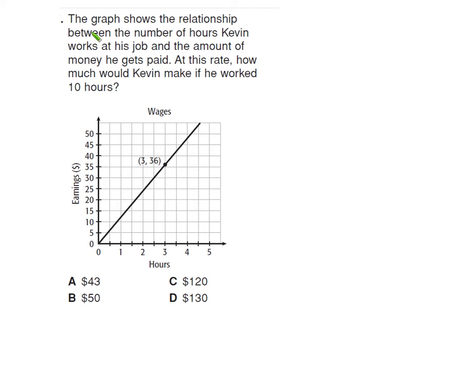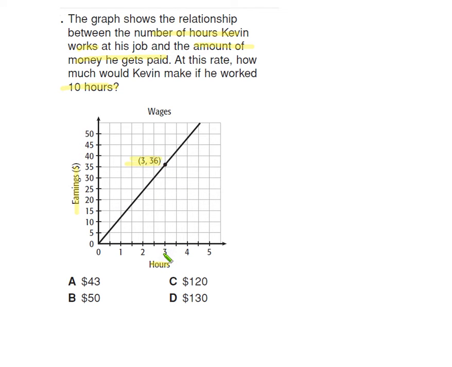So you'll get a problem like this. The graph shows a relationship between the number of hours Kevin works at his job and the amount of money he gets paid. At this rate, how much would Kevin make if he worked 10 hours? They're asking how much money he's going to get for 10 hours. So let's see here. Hours, earnings. So it's over here, 3 hours, 30. Look, they tell you right here.